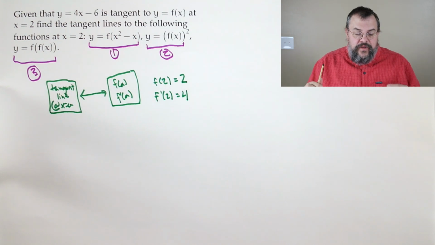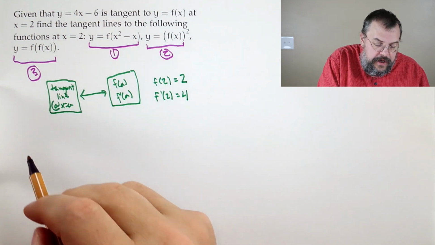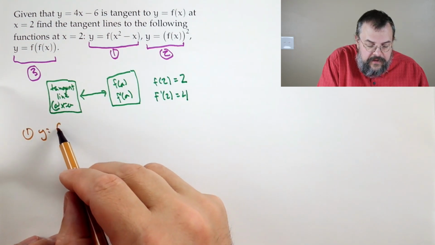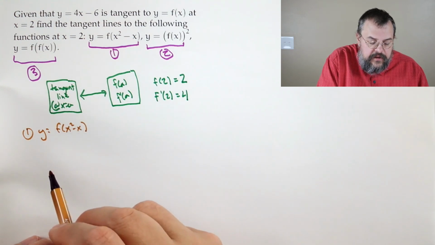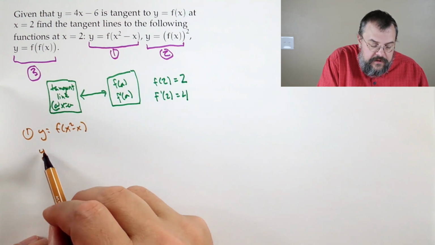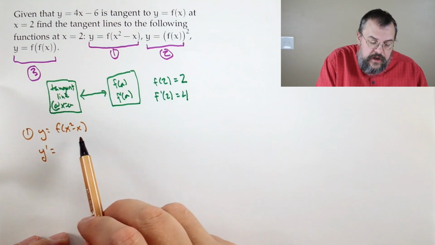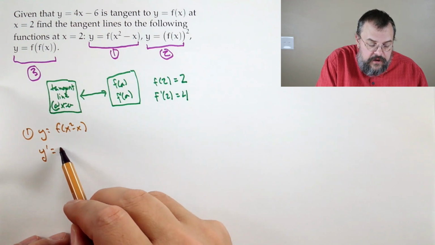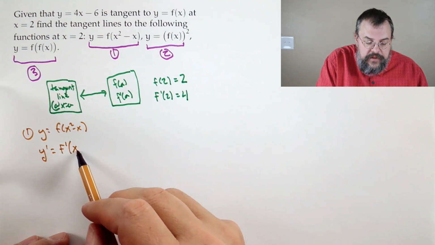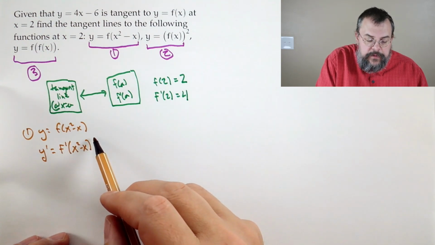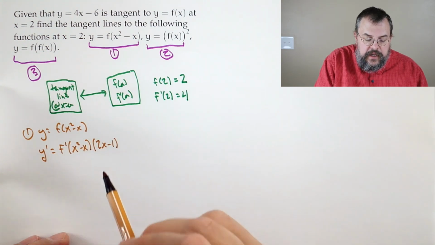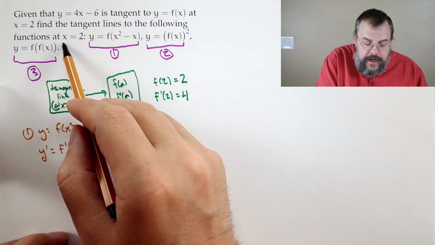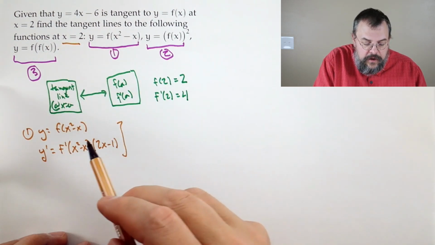Okay, so let's start with number 1. We have our new function, y equals f of x squared minus x. So let's write down our derivative, y prime. So according to the chain rule, x squared minus x is the inside, f is the outside. So you take the derivative of the outside, leave the inside alone, times the derivative of the inside. Now, we're going to do our next thing, which is we're going to say what happens at 2. So, what do we get?